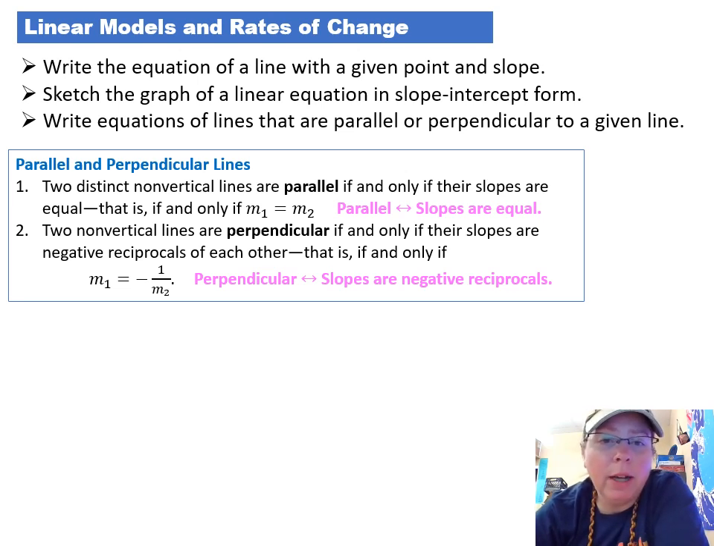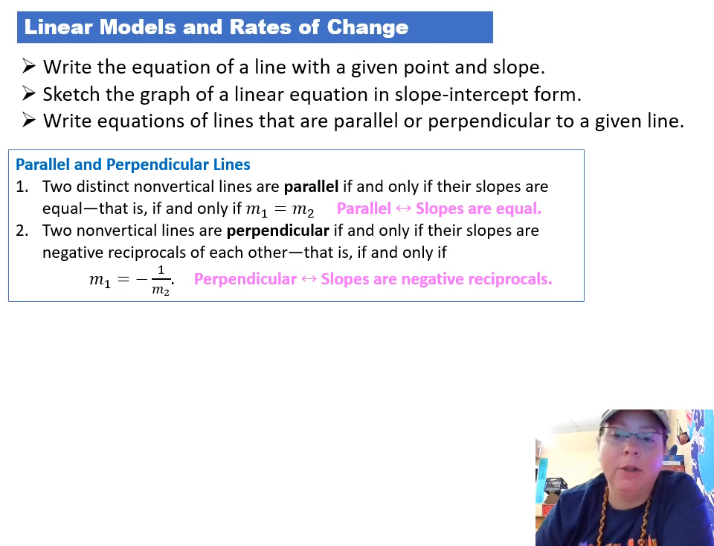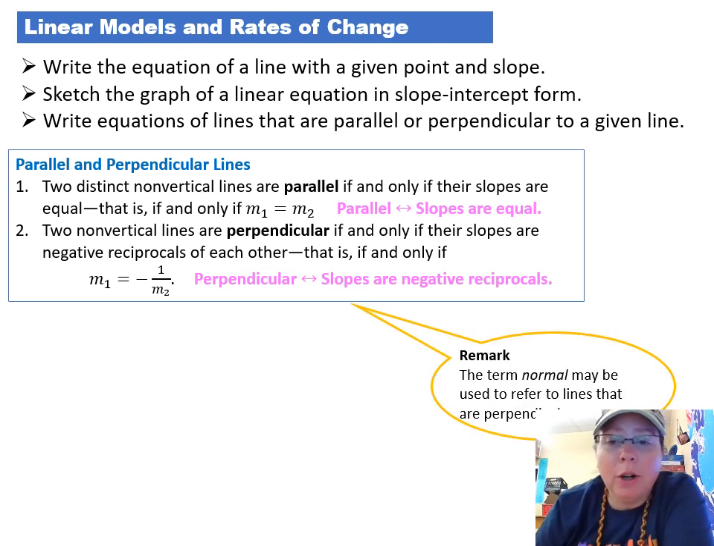Two non-vertical lines are perpendicular if and only if their slopes are negative reciprocals of each other. That is, if and only if m1 equals negative 1 over m2. Perpendicular slopes are negative reciprocals. That means if I have slope 1, I need to take that, flip it as a fraction, and change its sign to be the perpendicular slope. The term normal may be used to refer to lines that are perpendicular.